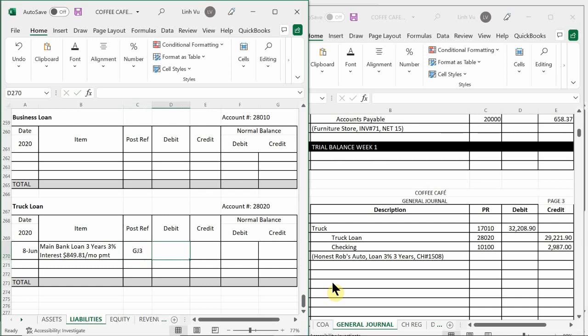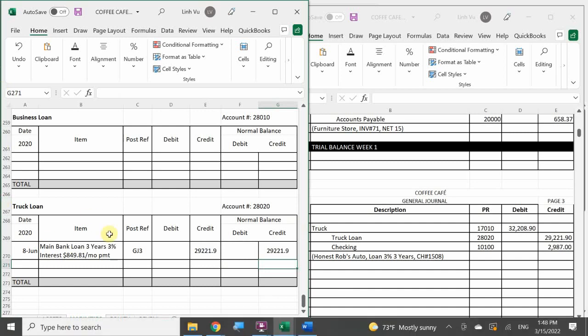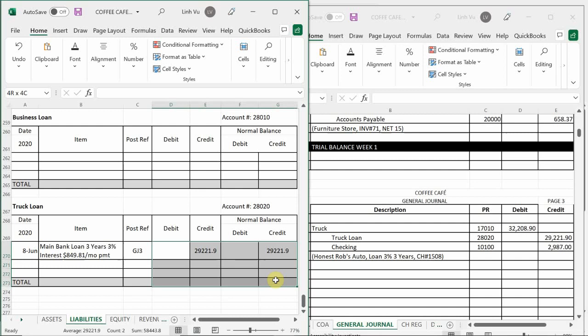And because it's a loan, it's going to be $29,221.90. Right? $29,221.90 is your truck loan, and it's on the credit side.